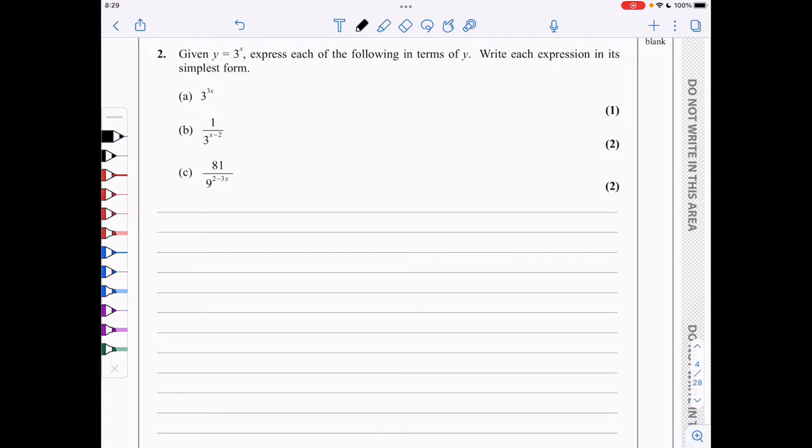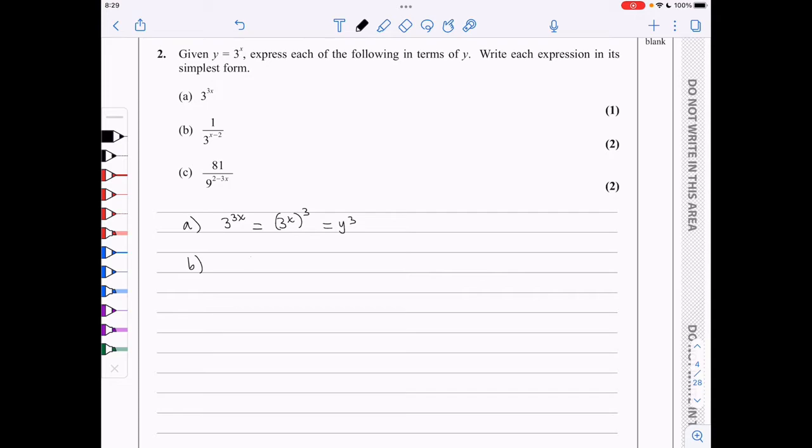In question 2, given that y is 3 to the x, we need to express each of the following in terms of y. We need to give each expression in its simplest form. We start with 3 to the 3x, which can be thought of as 3 to the x and all raised to the power of 3. I'm using the rules of indices here, whereby if I've got a power to a power, I multiply the powers together. So this is simply y to the power of 3.